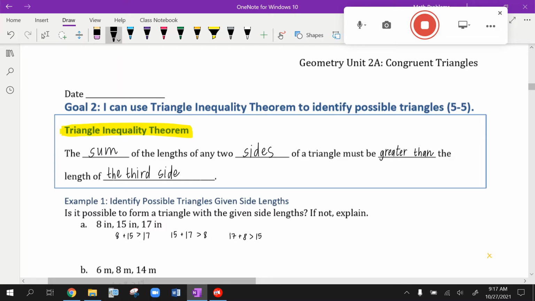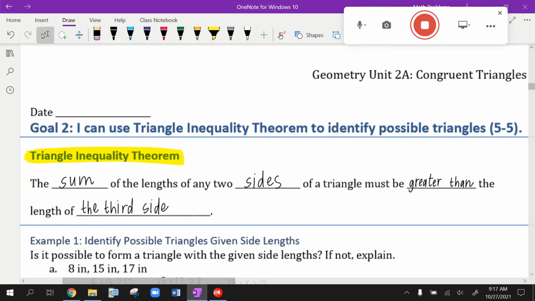So first you need to know the triangle inequality theorem. This says that the sum of the lengths of any two sides of a triangle must be greater than the length of the third side. So if you add up any two sides, it has to be a larger number than the third side.